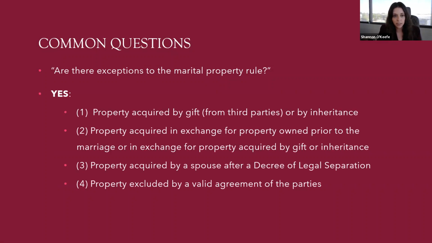The first exception is that property acquired by gift from third parties or by inheritance will not be marital property. So, for example, if your sister gives you a gold coin during your marriage, that gold coin will not be marital property. Same if your sister were to pass away during your marriage and leave you the gold coin.